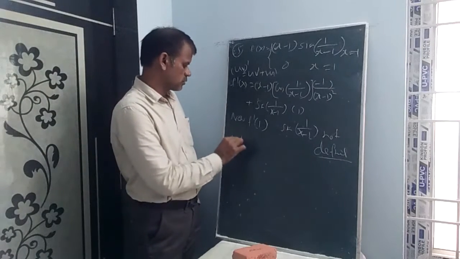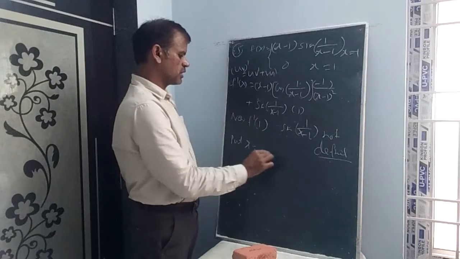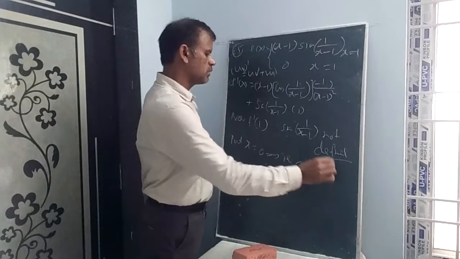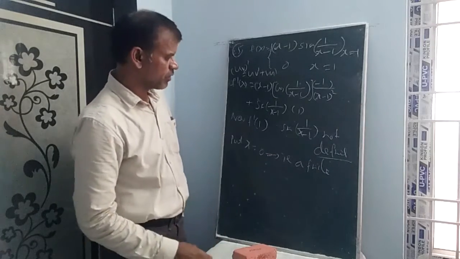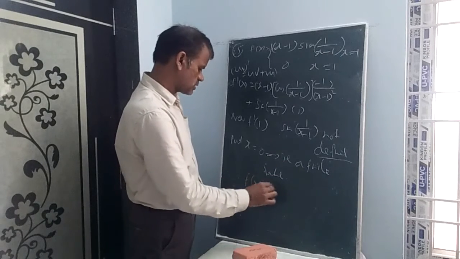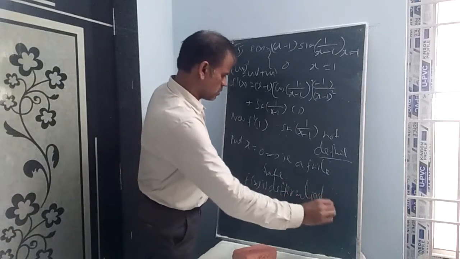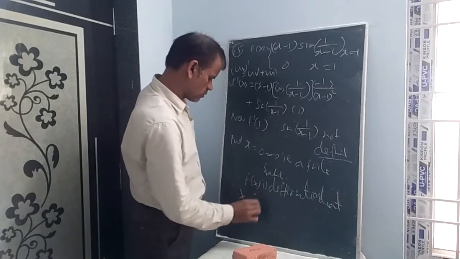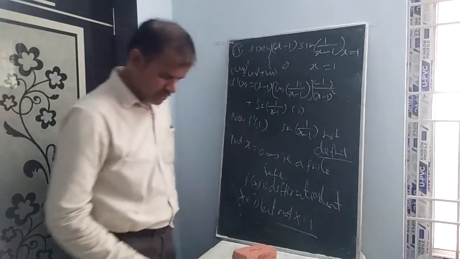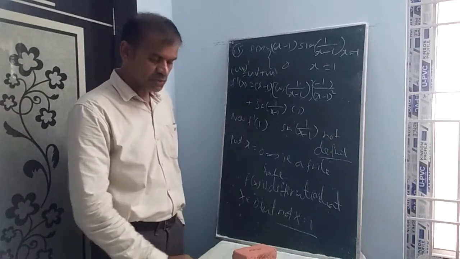Now put x equal to 0. It can have any value as long as it is a finite value. If it is anything finite, it will be defined. No need to worry about the value; it is a finite value. Therefore, f of x is differentiable at x equal to 0, but not at x equal to 1. This is the right answer. This is an AIEEE 2008 question.